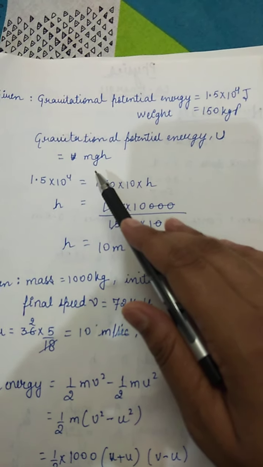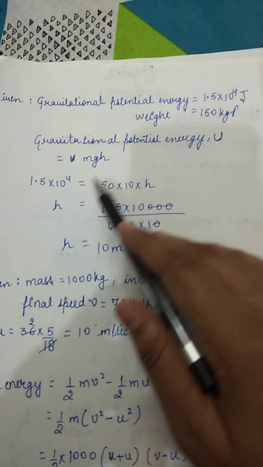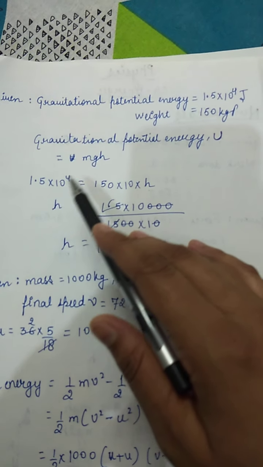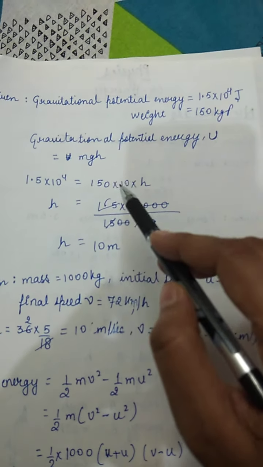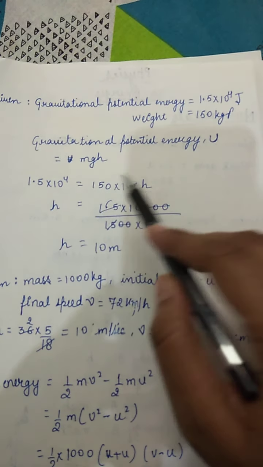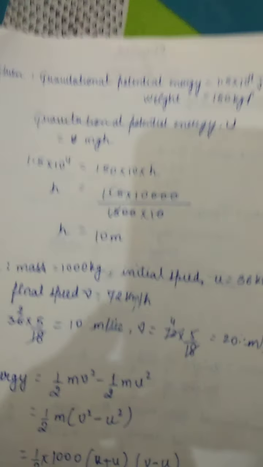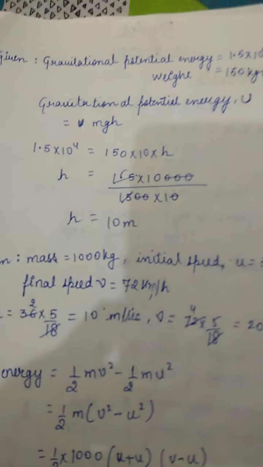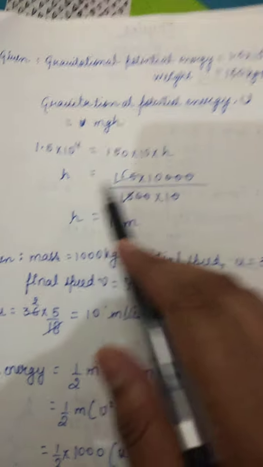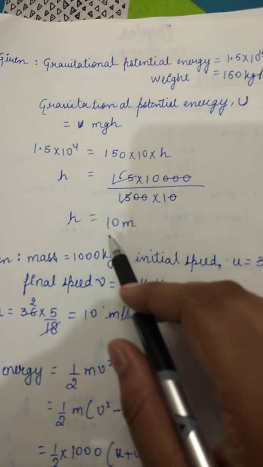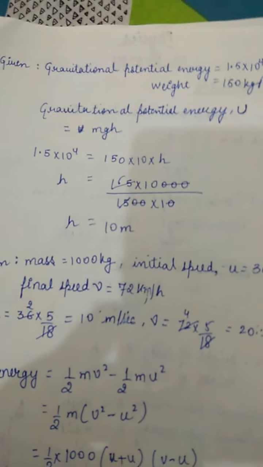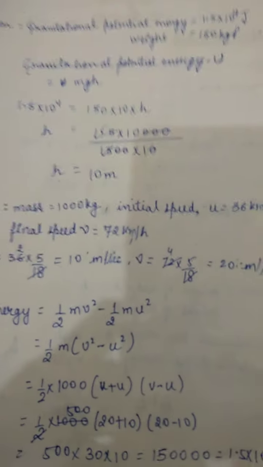So gravitational potential energy is mgh. You will write the value of this, and you will put the values of mass and gravity, and height we have to find. So we will just keep it as h. We will substitute the values and then we will find the height as 10 meters. So the height is 10 meters.